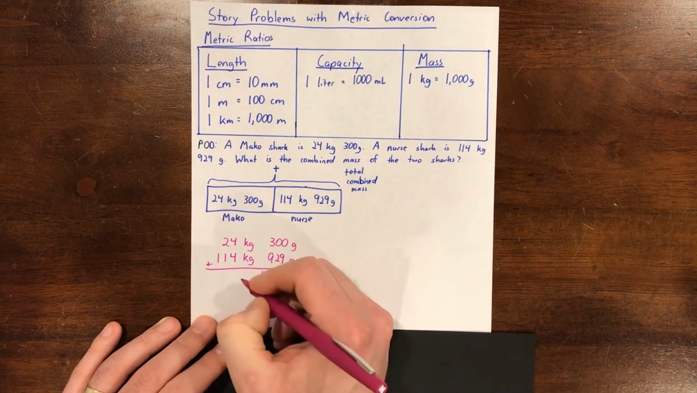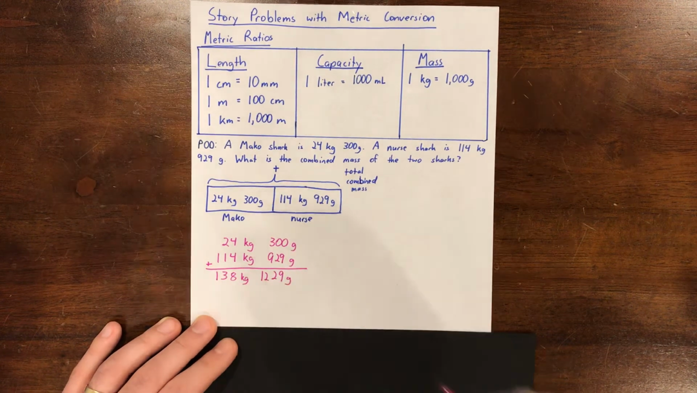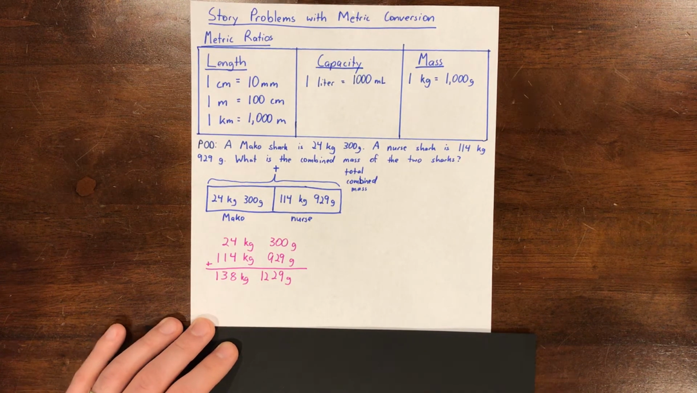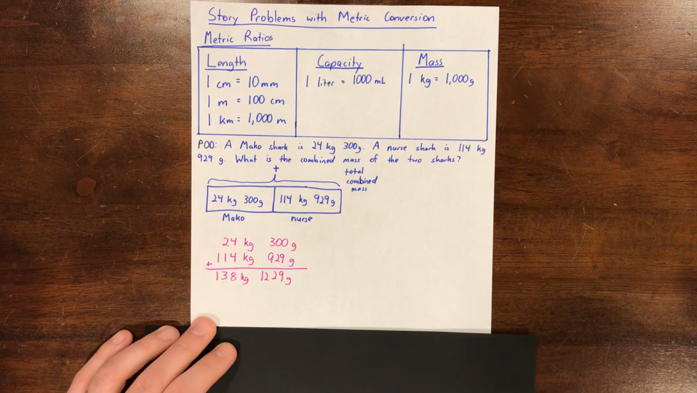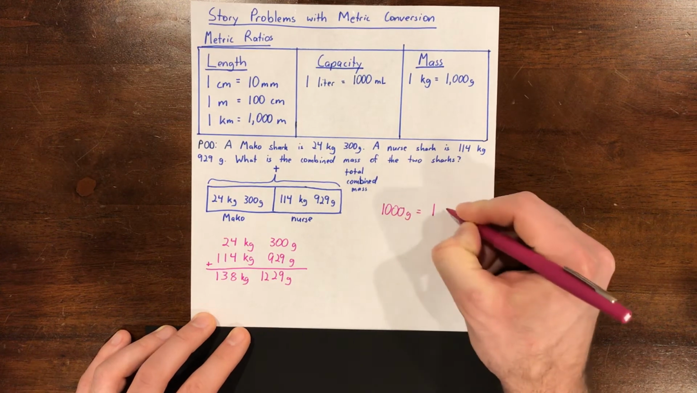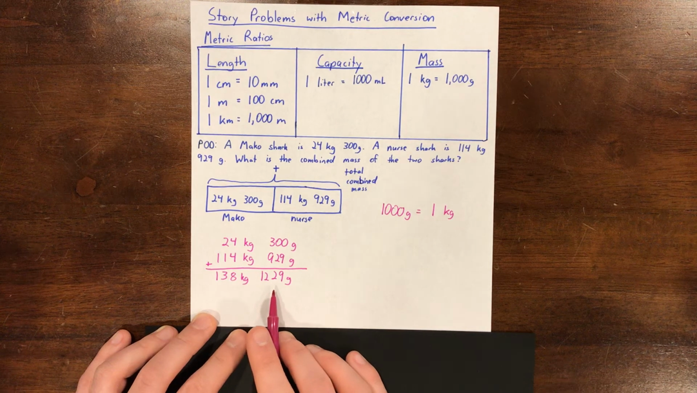1,229 grams, and on the kilogram side, 138 kilograms. So, should I stop here? Why or why not? Go ahead and say it out loud. Oh, right. There's some regrouping I can do, isn't there? We know that 1,000 grams equals 1 kilogram. So how can I regroup in my 1,229 grams? Say it out loud.